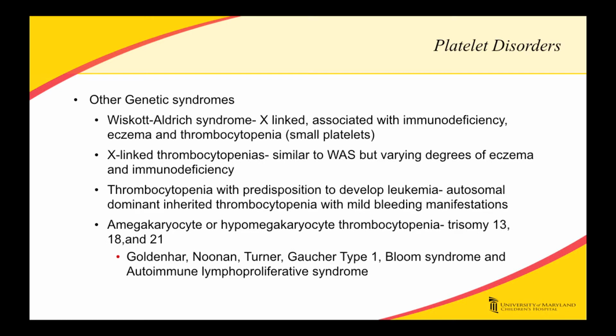And then your amegakaryocyte or hypomegakaryocyte thrombocytopenias can be associated with your trisomy 13, 18, and 21. It's also been associated with Goldenhar syndrome, Noonan's, Turner, Gaucher type 1, Bloom syndrome, and autoimmune lymphoproliferative syndromes. So we definitely get our genetics team involved with some of the isolated thrombocytopenias because it could be telling you that they have one of these genetic mutations.